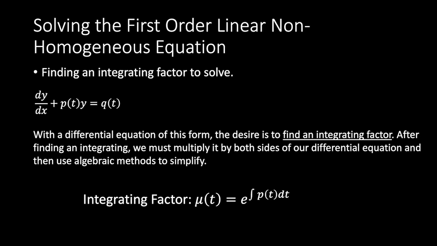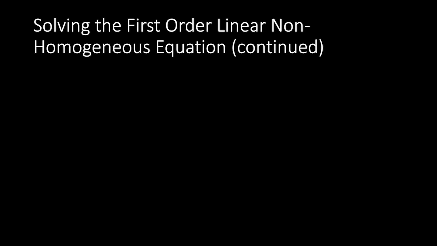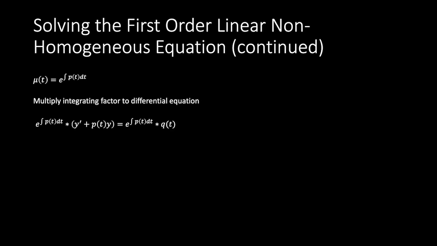solve for y. We find our integrating factor by exponentiating the integral of p(t), where p(t) is in our differential equation. To solve this differential equation, we must first find our integrating factor. Then we need to multiply it to both sides of the differential equation. Then we can FOIL the left-hand side.